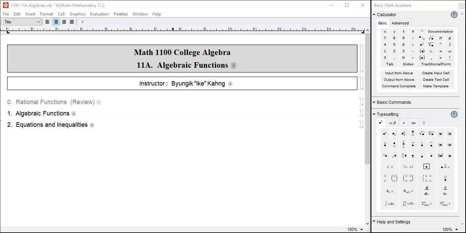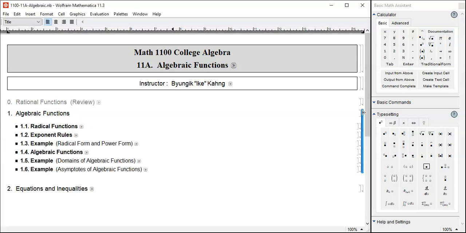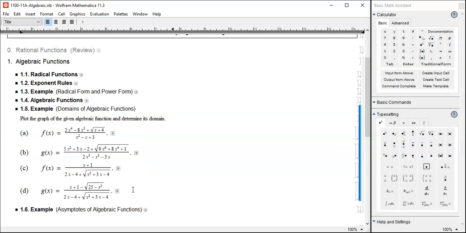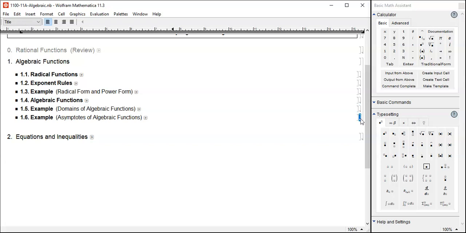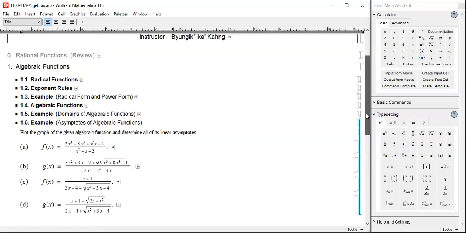Hello students, welcome back. We just completed 3 out of 4 domain problems. These 3 we did, and this one I left as an exercise to you, the hardest problem. Alright, let's go over to the next set, asymptote problems.